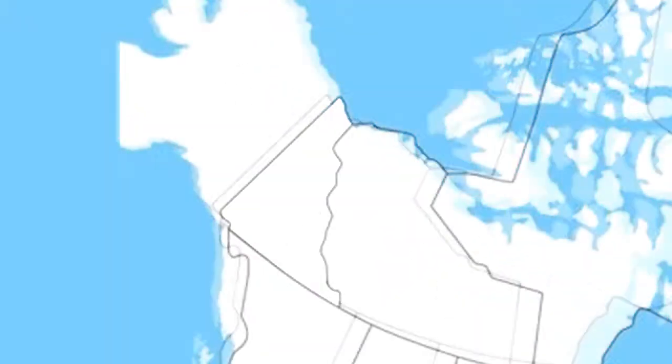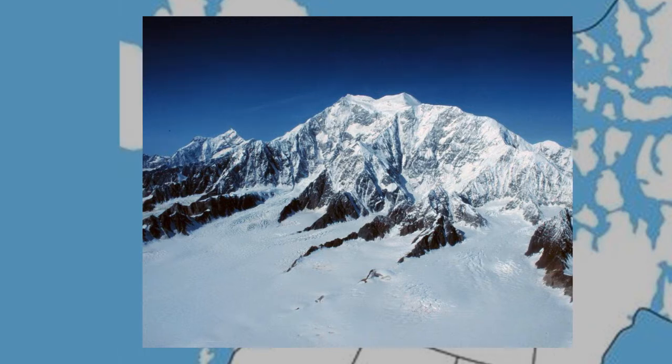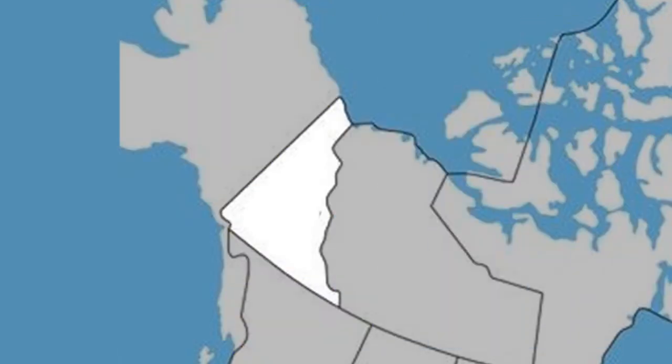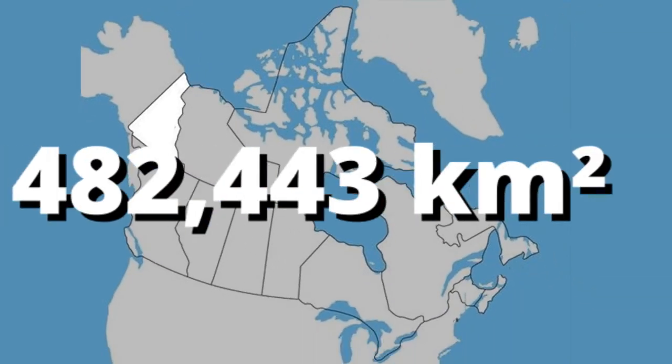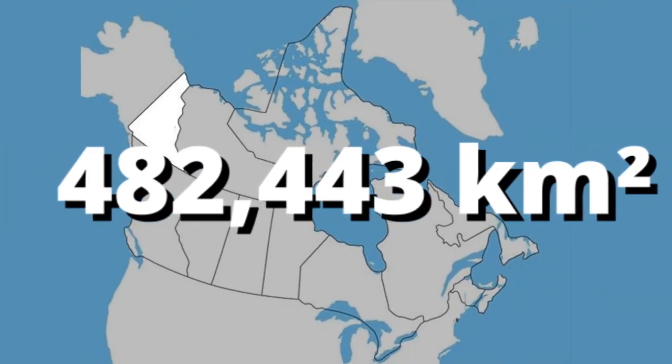Yukon Territory is located in the northwestern corner of Canada, and most of the territory is isolated by mountains. It borders Alaska, British Columbia, and Northwest Territories. Yukon has an area of 482,443 square kilometers, making it the smallest non-maritime province.